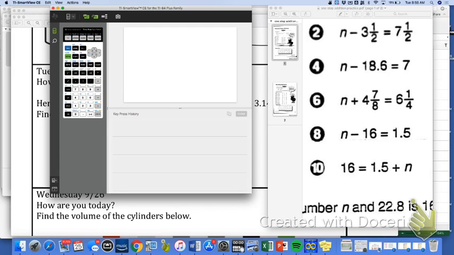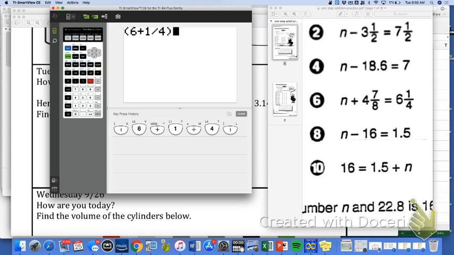First of all, we've got to keep the mixed number together, because this mixed number literally means 6 plus 1/4. So you're going to open your parentheses, and you're going to do 6 plus 1 divided by 4, and you're going to close your parentheses. So you just told your calculator to do the mixed number 6 plus 1/4.